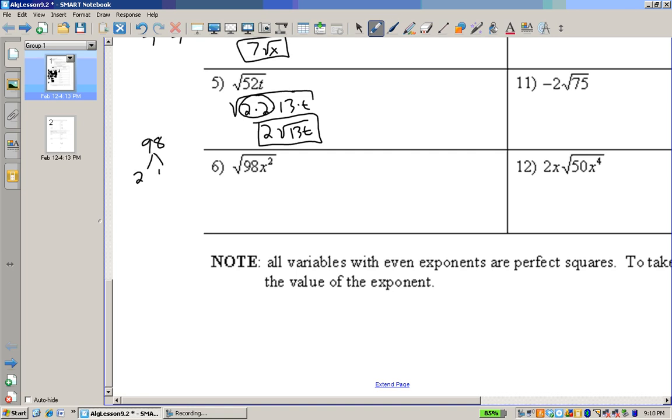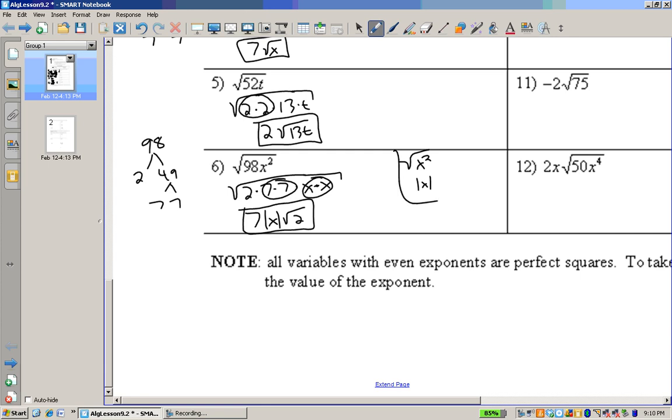98, that'd be 2 and 49, 7 and 7. We have square root of 2 times 7 times x times x. And so we notice there are 2 7s, we can pull that out. There are 2 x's, I can pull that out. However, the square root of x squared is the absolute value of x. You cannot have a negative in the radicand. So it's going to be 7 times the absolute value of x times the square root of 2.